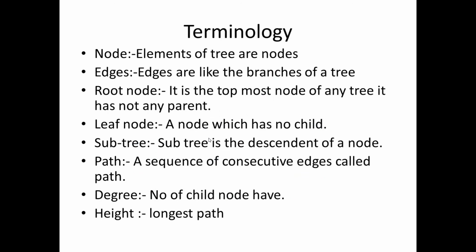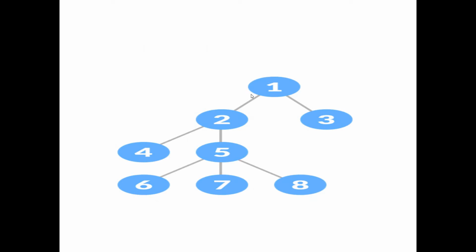Next is the root node. The root node is the topmost node of any tree, and it does not have any parent. In this diagram, what is the root node? 1. Root node means the topmost node. So obviously in this diagram it is clear that 1 is the topmost node. Another thing in the definition of the root node is that it does not have any parent. Yes, 1 does not have any parent.